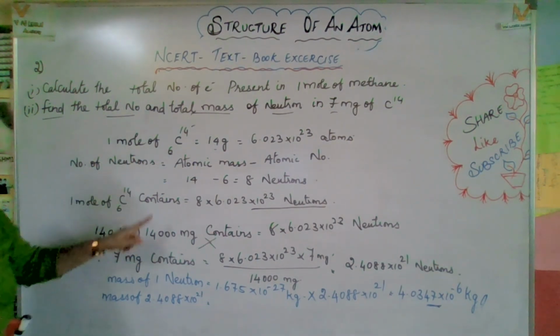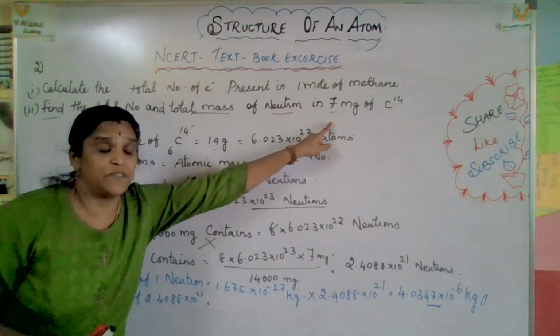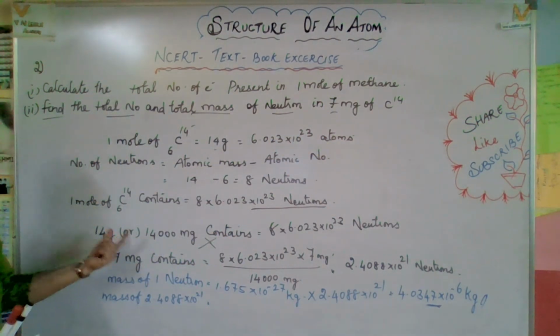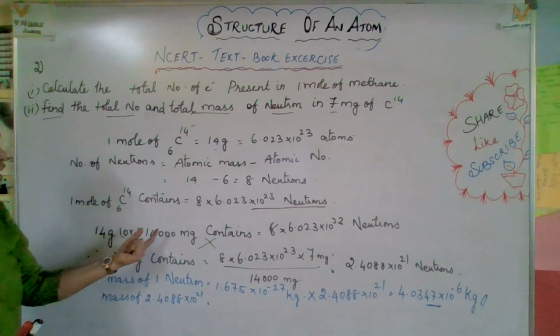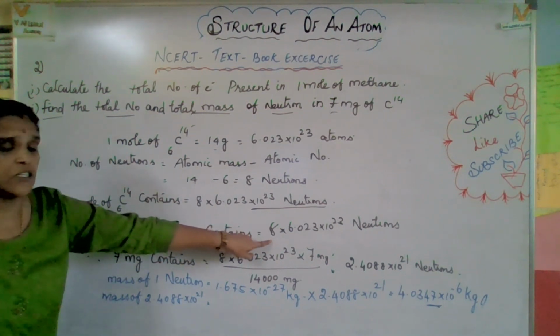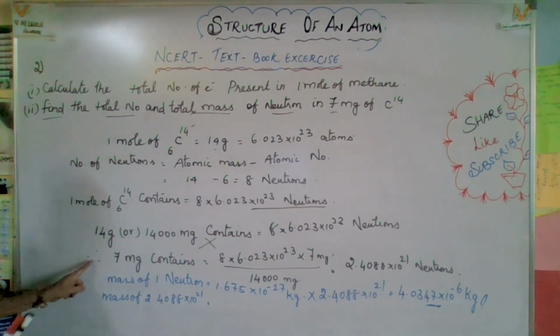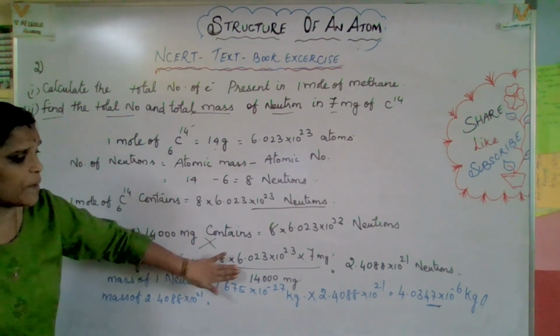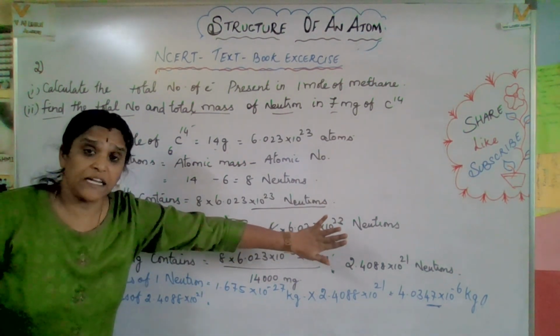14 gram, that is 14, because here they mentioned mg. So that is what here also we mentioned mg. 14 gram or 14,000 milligram contains this many neutrons. Therefore, 7 milligram contains how much neutrons? Okay, we got the number of neutrons.